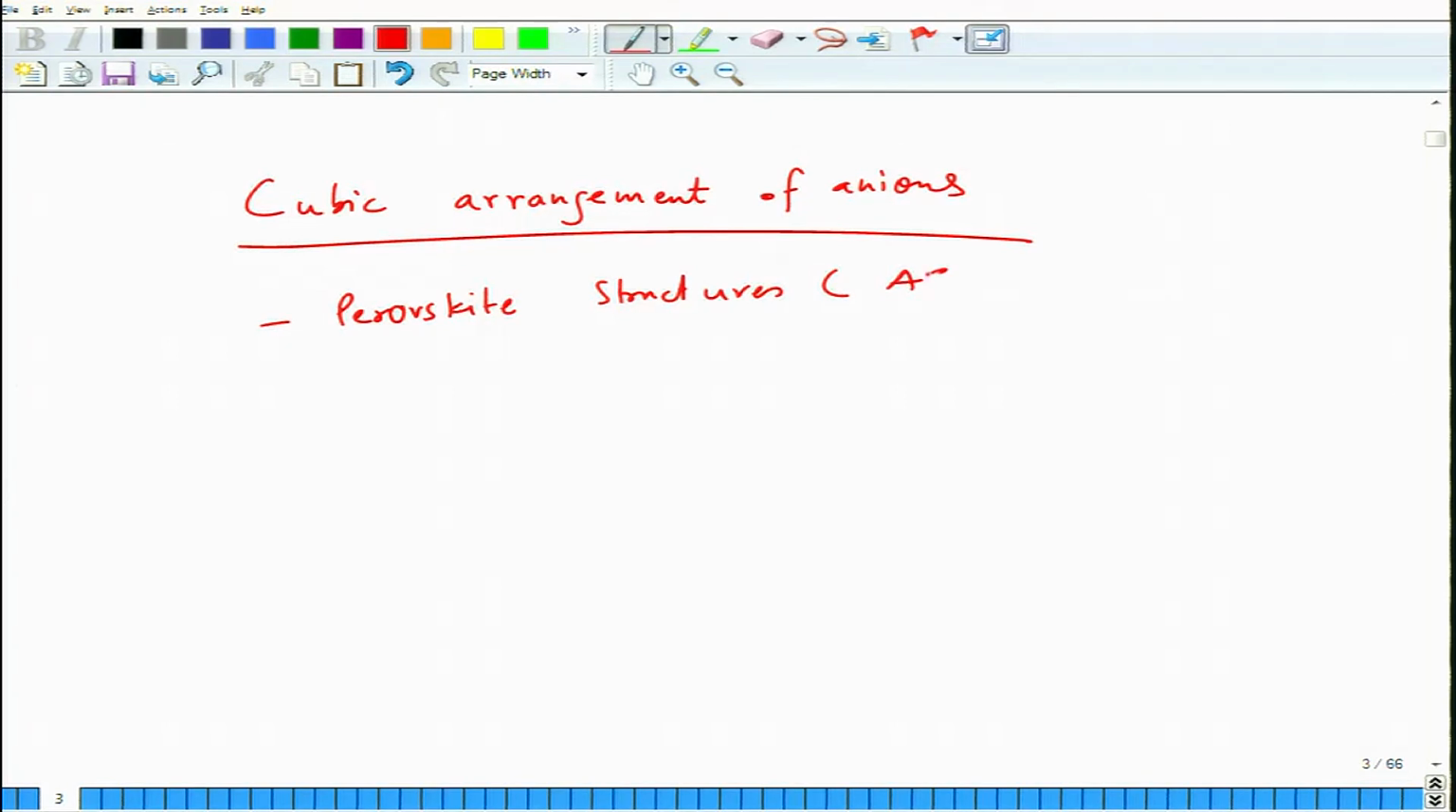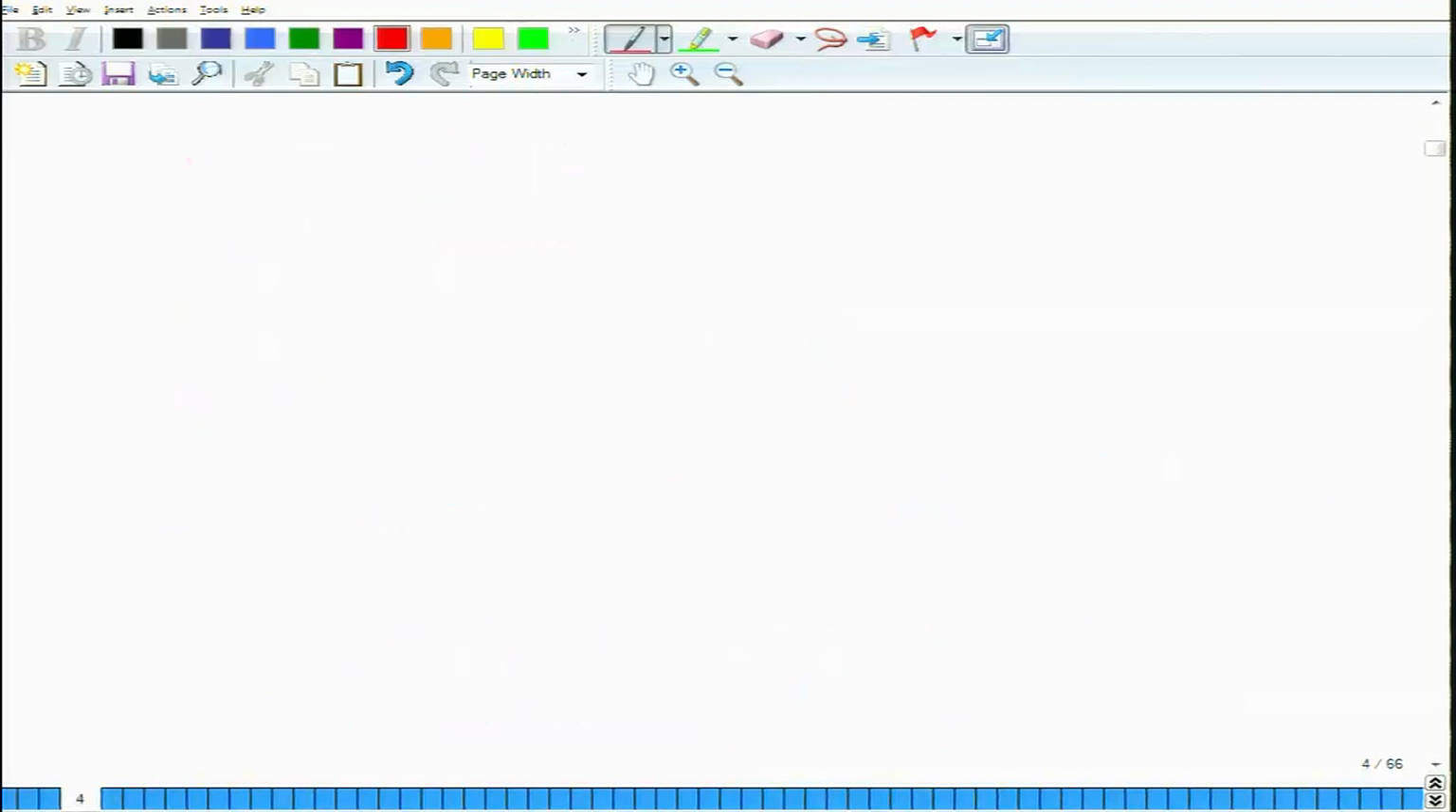Perovskite is known as ABO3 structured compounds. Then we have ReO3 structured compounds. And then we have CsCl structured compound, cesium chloride. Okay. So let's first begin with the perovskite structured compounds.